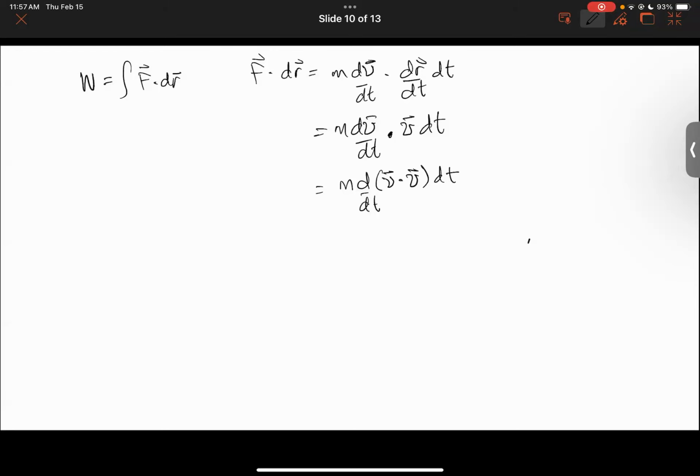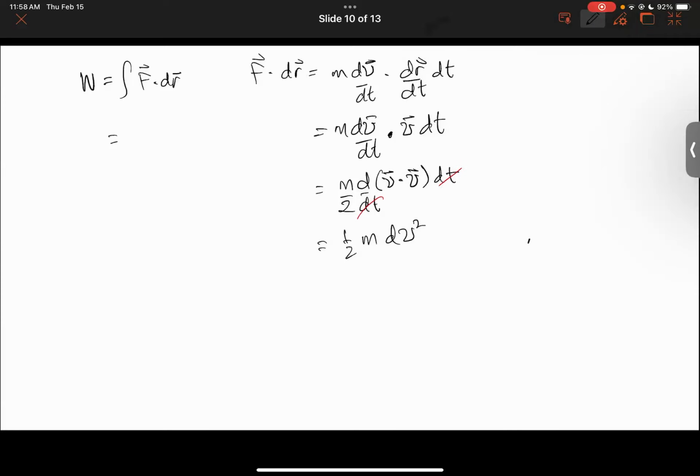Without losing the mathematics. So this is still mathematically consistent. Well, this is mathematically consistent only if we have 2 here. Di ba? Kasi pag kinuha natin yung derivative ng v squared, then we have 2. So kailangan mag-cancel yung 2 dyan. So this will give us 1/2 m d(v squared), and then yung dt na yan ay magka-cancel.